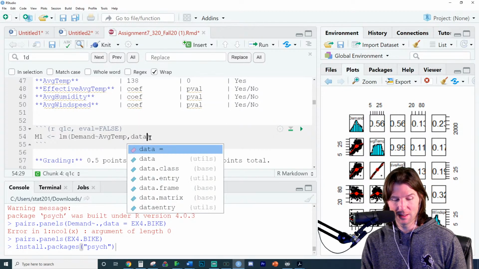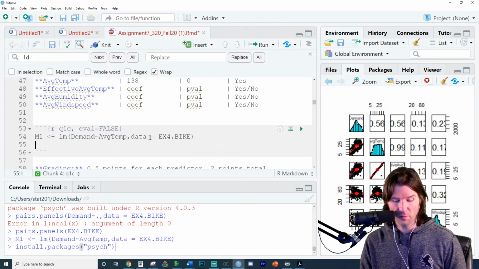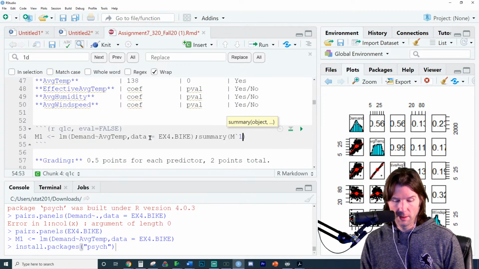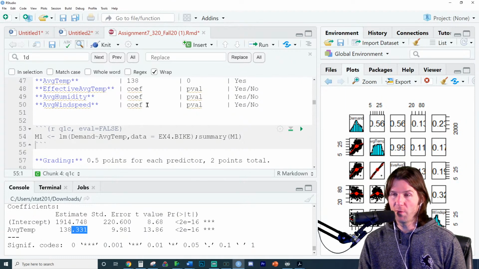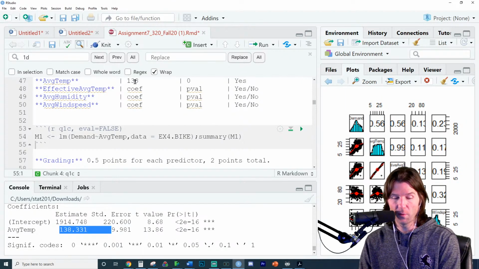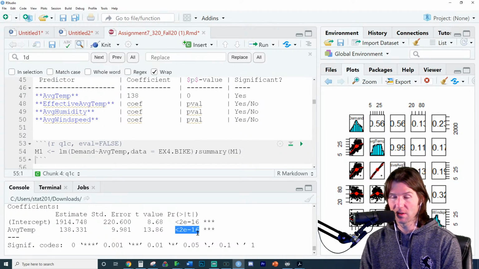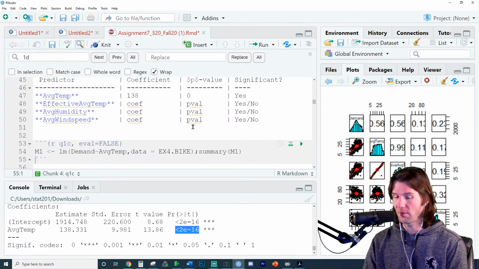So we're going to do a demand data equals and ex4 bike. So here's our first model, and let's append this on. Here's our first model, and there's the coefficient. Do you see how this right here is the coefficient we have right here? Here's the p-value of basically 0. For all intents and purposes, this is 0. And is it significant? It definitely is significant.